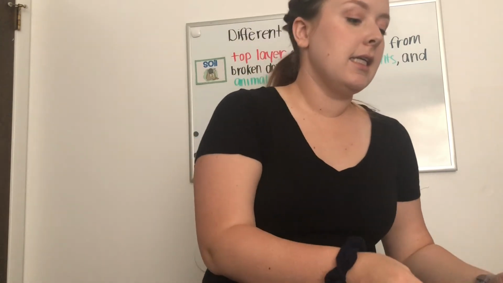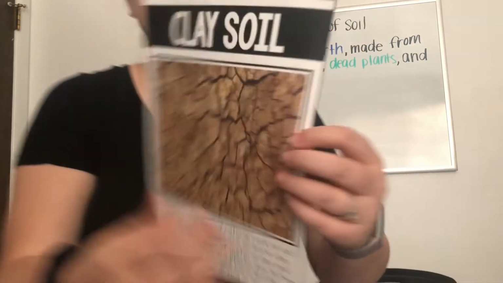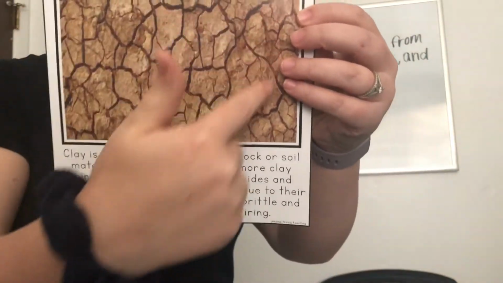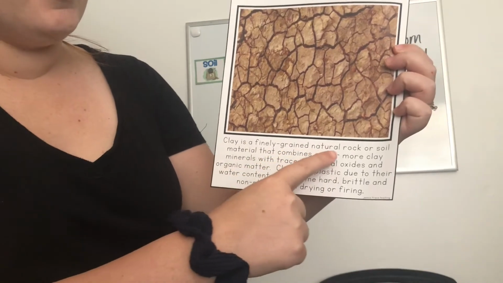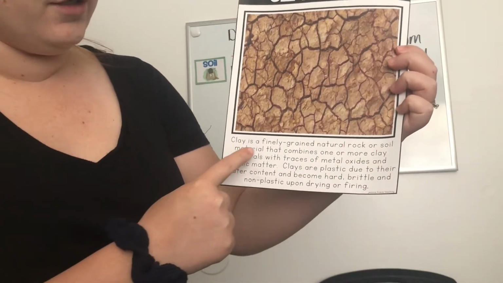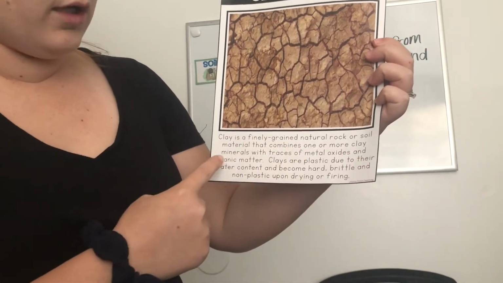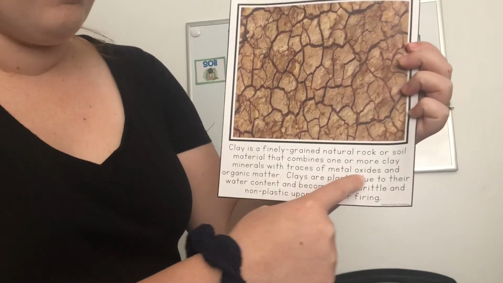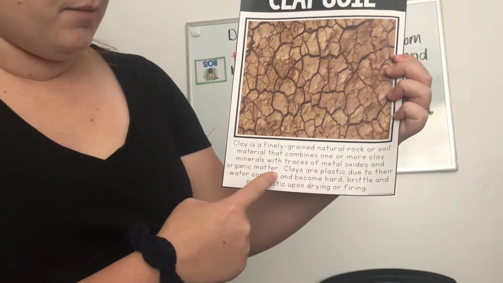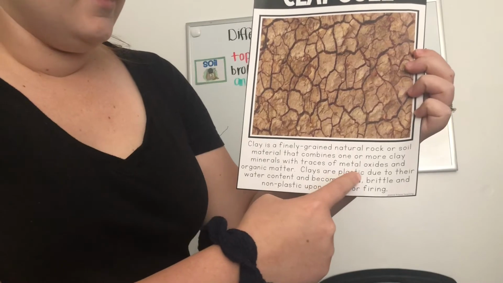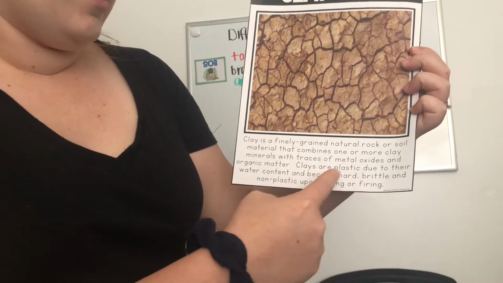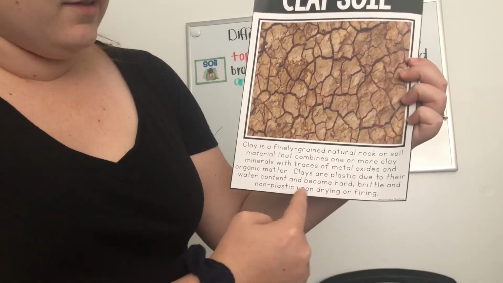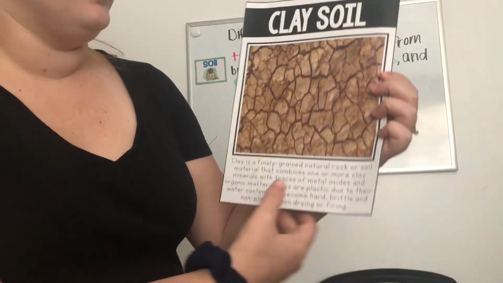One of the types of soil that we're going to talk about is clay soil. Clay soil. You can see here it looks kind of cracked. Clay is a finely grained natural rock or soil material that combines one or more clay minerals with traces of metal oxides and organic matter. Clays are plastic due to their water content and become hard, brittle, and non-plastic upon drying or firing.